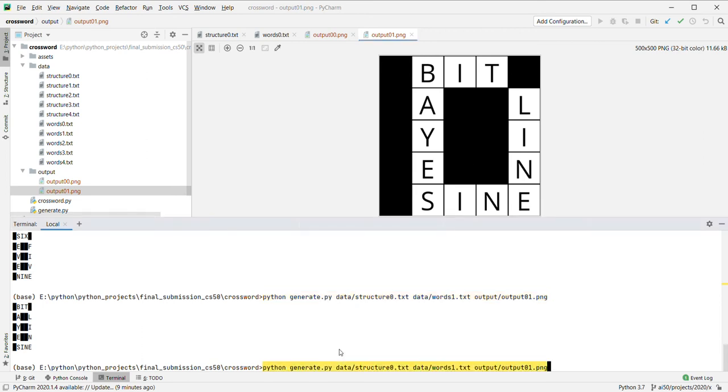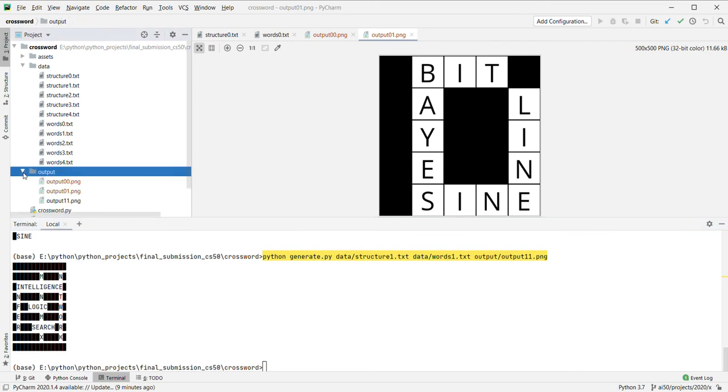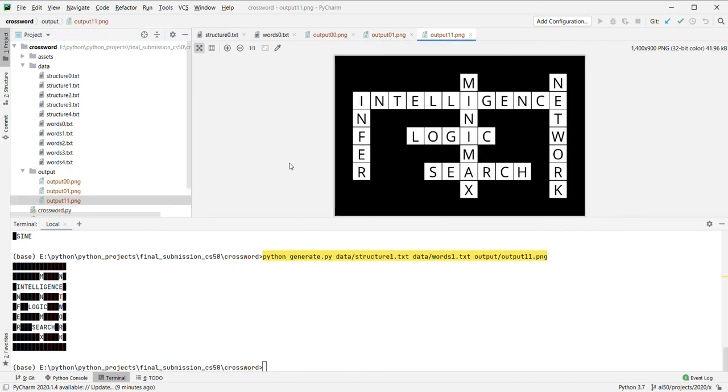So let's try with structure 1, and with structure 1 it is also generating. It is as expected, it is using the correct domain sizes as per the structure.